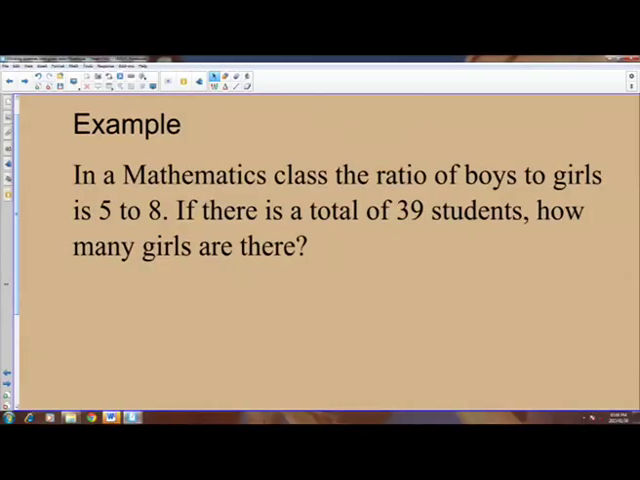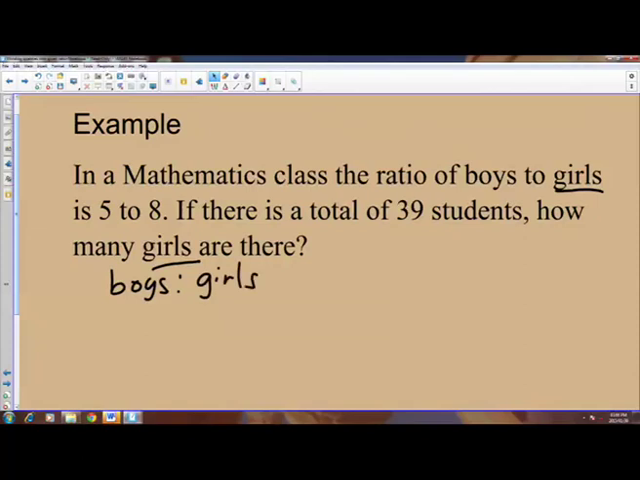It says, in a mathematics class, the ratio of boys to girls is 5:8. If there is a total of 39 students, how many girls are there? So here we are expected to find the number of girls. Now, the ratio is boys to girls.